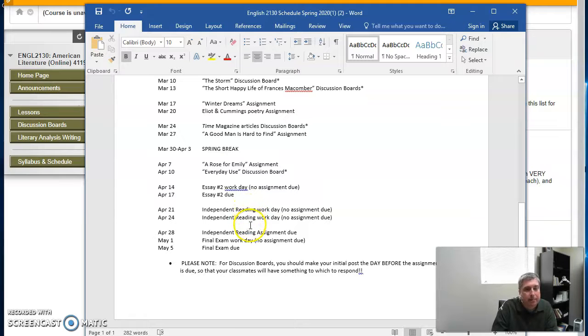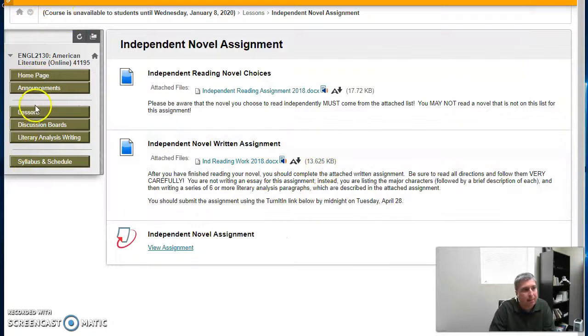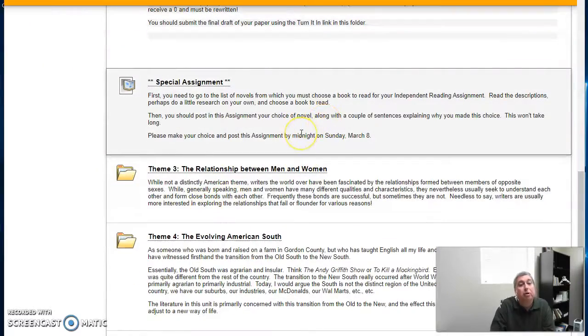But for a lot of you, I don't read that fast either. I don't know that I'd want to read an entire book in a week. So you need to pick the book early. That's why the special assignment is on here, going back to the lessons, just to indicate what book you want to read.